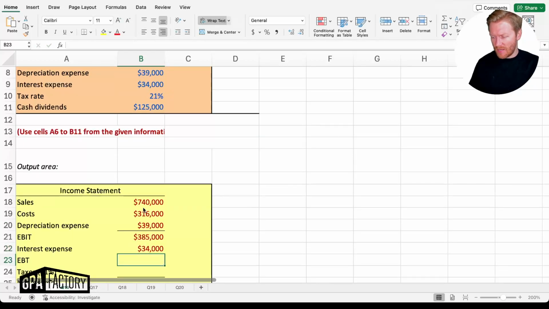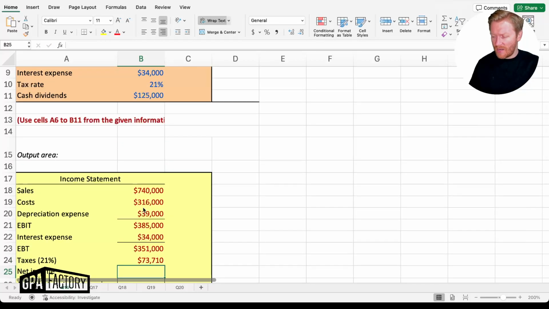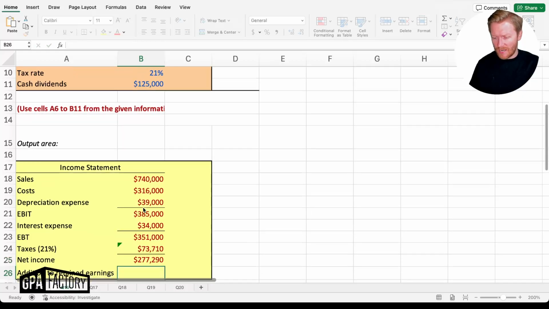Okay. And now EBT is going to be earnings before taxes. So EBIT is earnings before interest and taxes. So it's before we've subtracted off interest and taxes. So EBT should just be earnings before taxes. So it's going to be equals EBIT minus our interest expense. And then taxes, we could say, is equal to whatever that EBT is times our tax rate that we're cell referencing up here. And then net income is just our EBT minus our taxes.